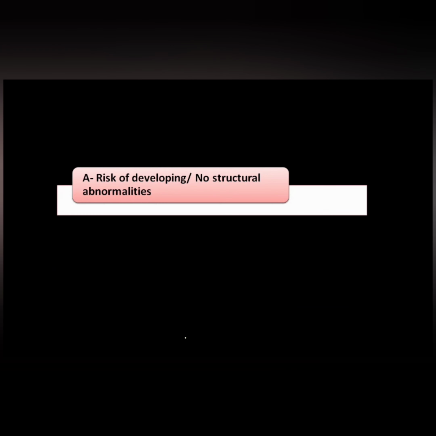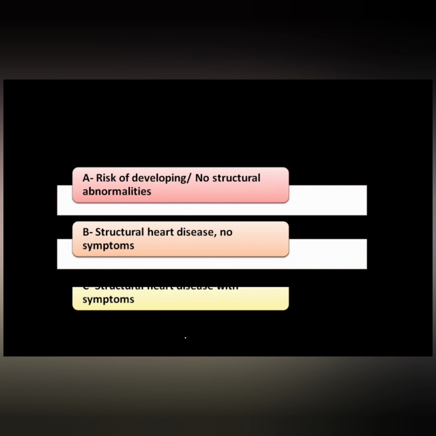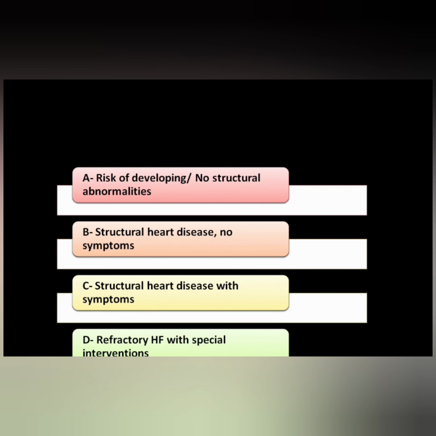Now the next way of classifying is where stage A belongs to people with no structural abnormalities, but who are at risk of developing heart failure. Those are people with long-standing hypertension and so on. In stage B, they have structural heart disease, but they are asymptomatic. In stage C, they have structural heart disease and they are symptomatic. In stage D, they are symptomatic, but even with medicines they are not responding, so they need special intervention.